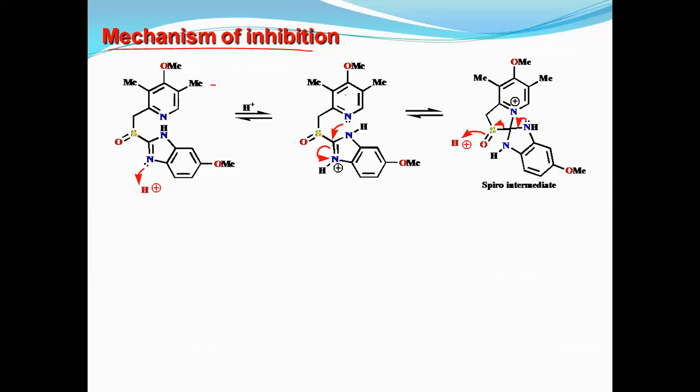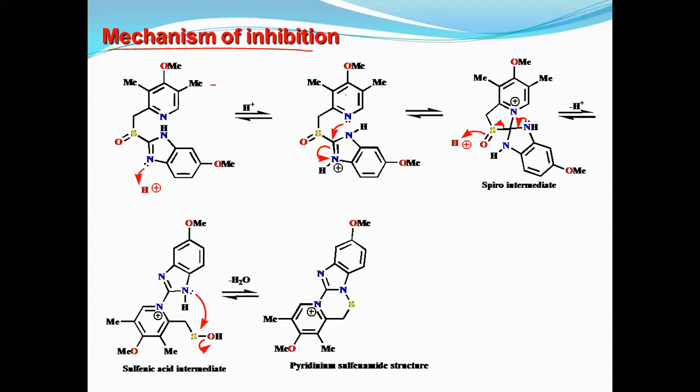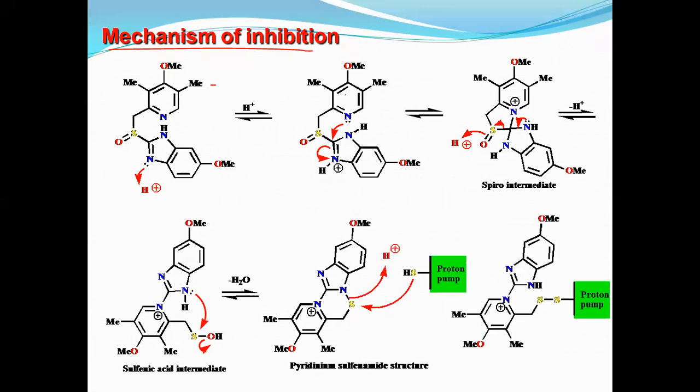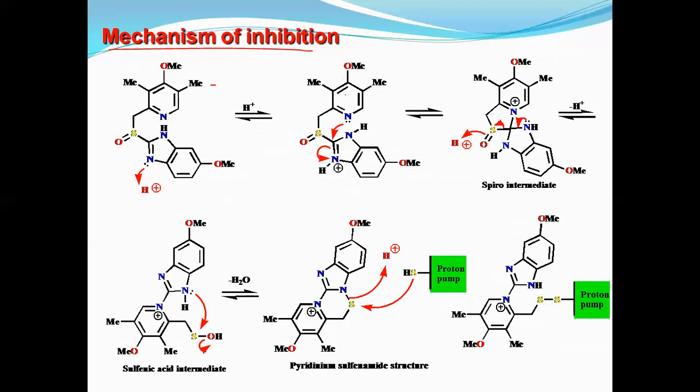Then abstraction of protons, shifting of electrons from nitrogen from the spiro intermediate by loss of proton molecules, and to form the breakage of the methyl sulfonyl linkage from this benzimidazole and pyridine, and to form the sulfonic acid intermediate, followed by loss of water molecules and to form the sulfur containing six-member moiety, that is pyridinium sulfonamide structure. And these structures bind with the proton pump and block the action of proton pump. In this way, this is the mechanism of action related with the proton pump inhibitor in the form of structure-based mechanism of action of proton pump inhibitors.